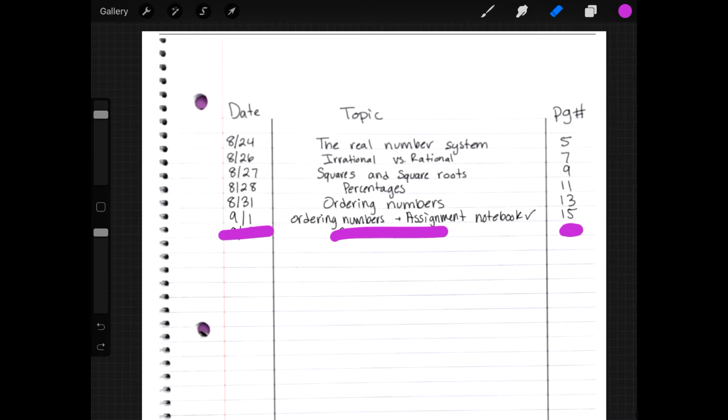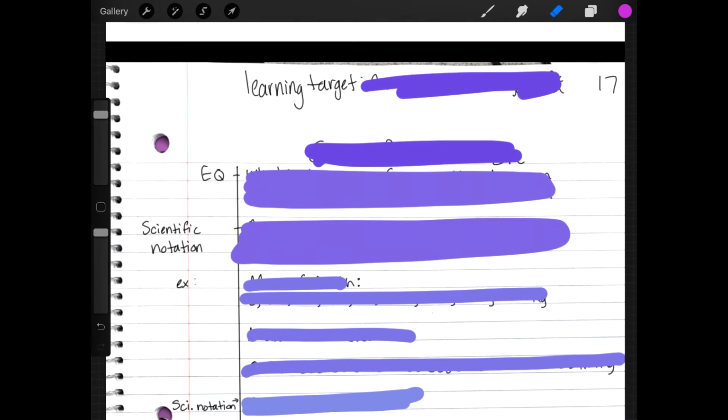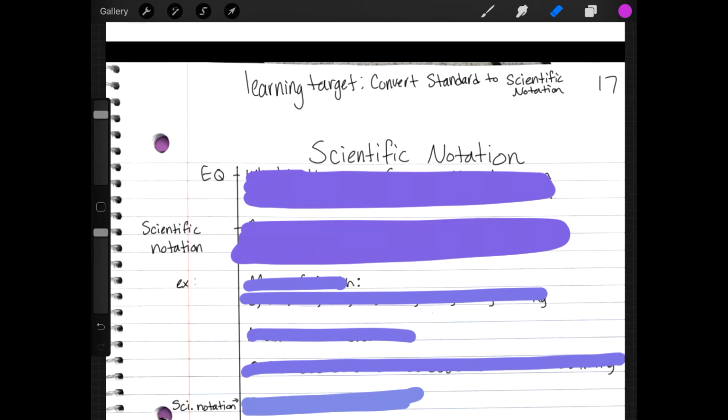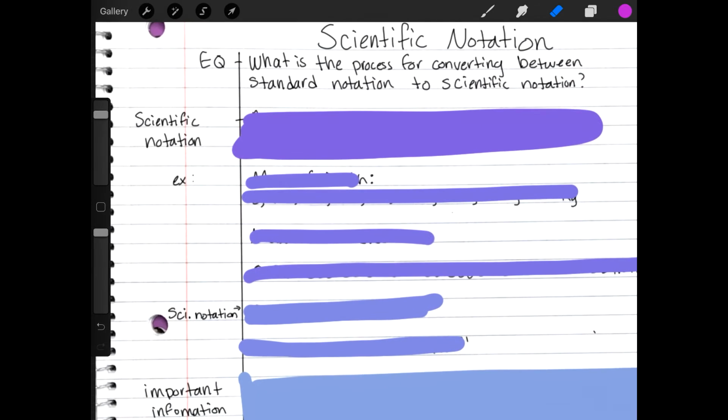So today's date is the 3rd, and scientific notation is our topic, and my page number is page 17. Okay, so for our learning target today, we are going to convert standard to scientific notation. Our essential question is, what is the process for converting between standard notation and scientific notation? So let's see what scientific notation is.